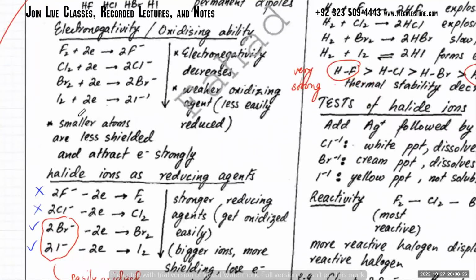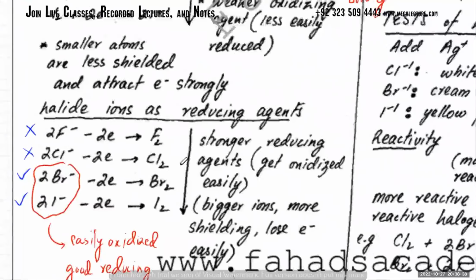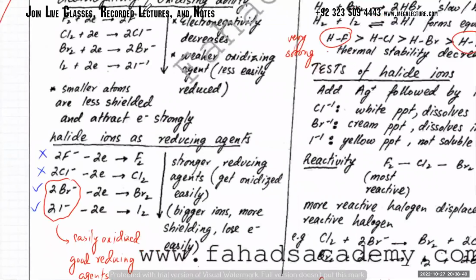Yes, sir. And the reason is that smaller atoms are less shielded. They have fewer shells, so they attract electrons very strongly. Now, the opposite is also true. What about negative ions losing electrons? So now I'm talking about the reverse: the halides, fluoride, chloride, bromide, iodide, what if they want to lose electrons?